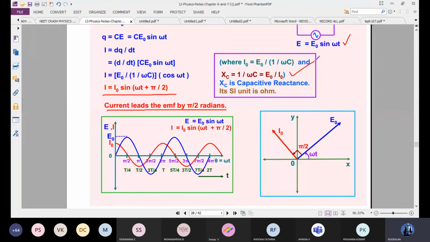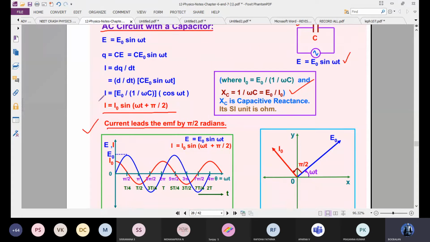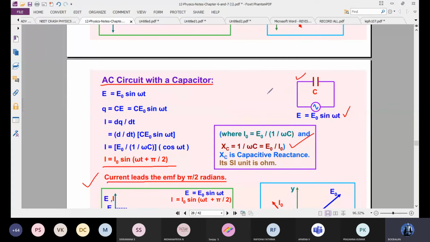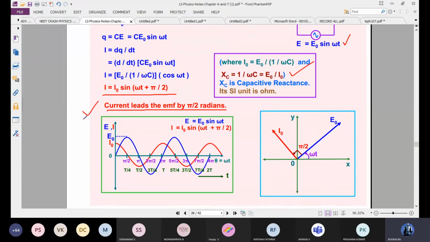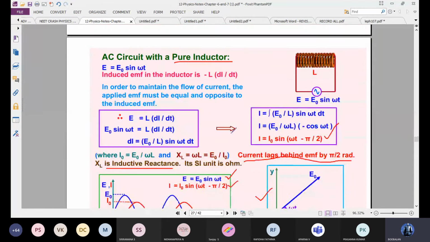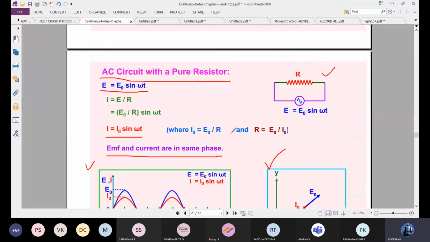Please note down the formulas and draw the diagram also. Current diagram: AC circuit with the capacitor in this first diagram. Next we can draw in this diagram. And in the formula also: E is equal to E naught sin omega t, I is equal to I naught sin(omega t plus pi by 2). Capacitor: plus pi by 2. Inductance: minus pi by 2. Resistance is the same, there is no pi by 2 value. It is starting with the same base.